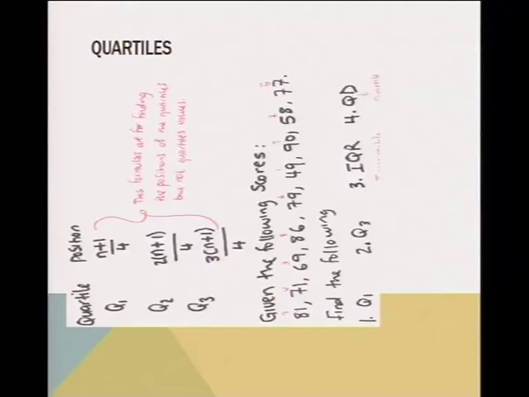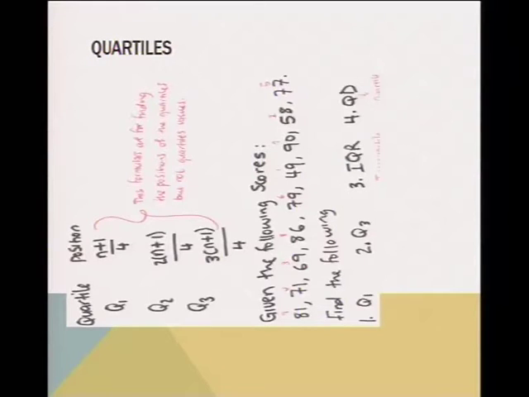The first quartile, which is the 25th percentile, is (n plus 1) divided by 4. The quartile 2, which is the 50th percentile, is 2(n plus 1) divided by 4. And then the third one is 3(n plus 1) divided by 4. Now these formulas will help you to find the positions of the quartiles, but not the quartile values.